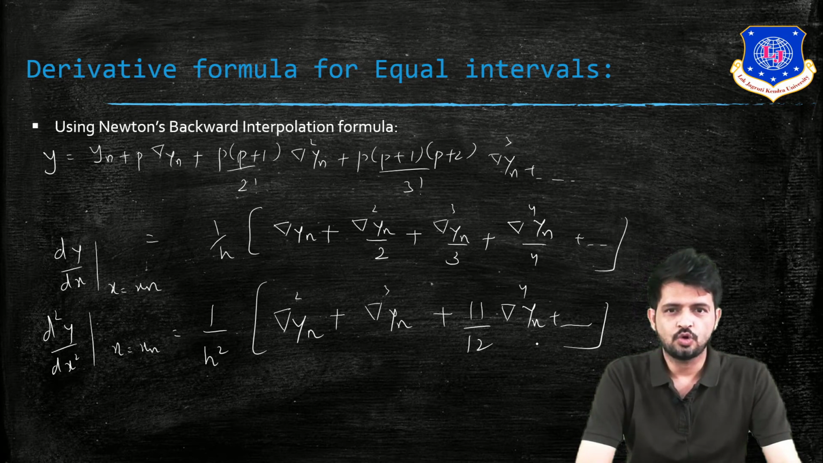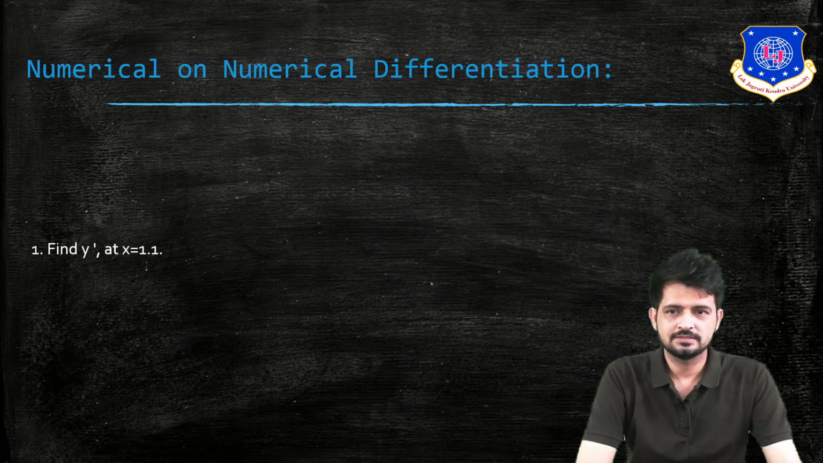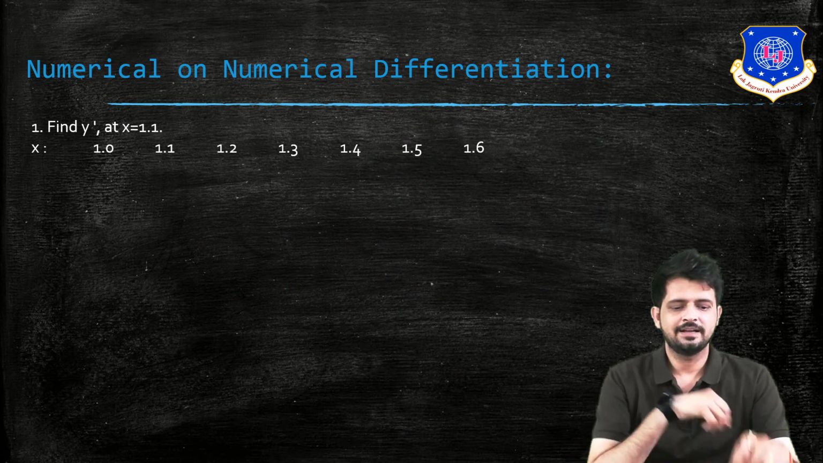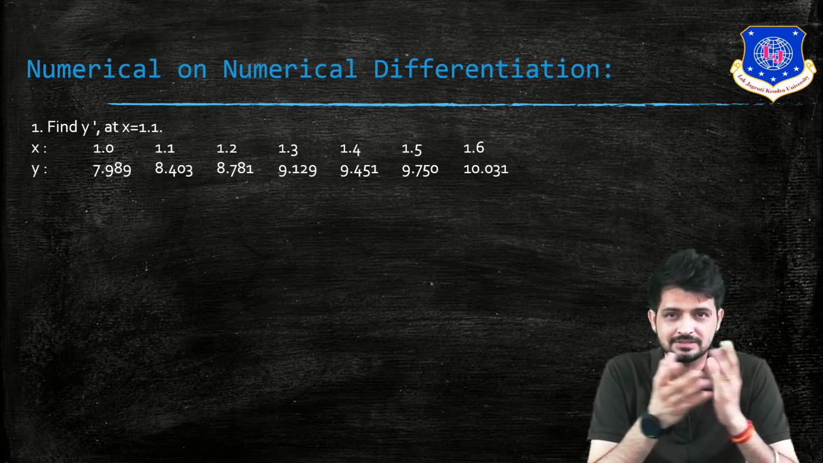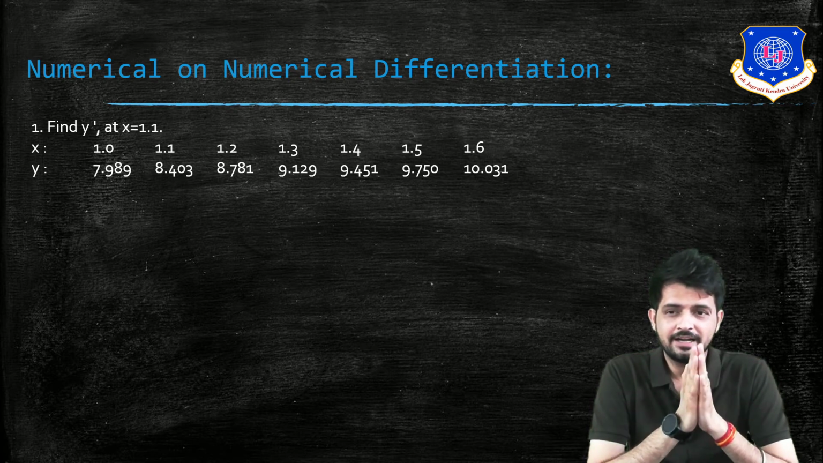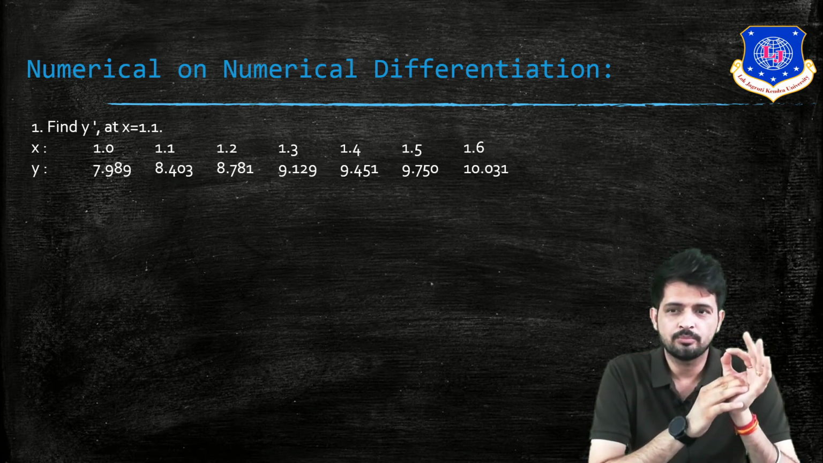Okay, let us solve a numerical on the basis of this. See, this is the given data. The values of x and y are given. Nothing is given except y dash. See, what is given? What is the statement? Find y dash at x is equal to 1.1.